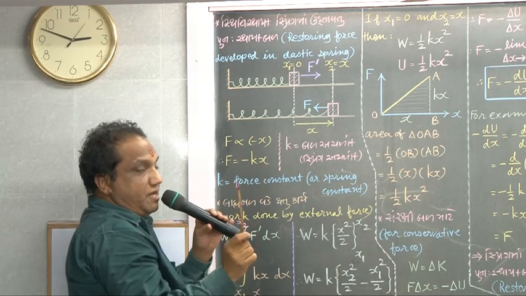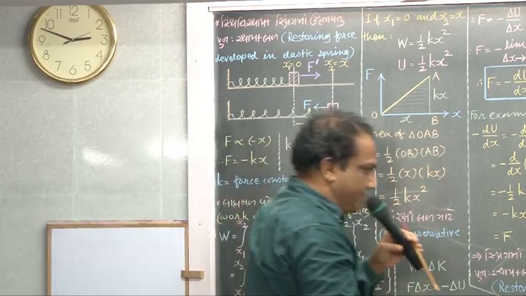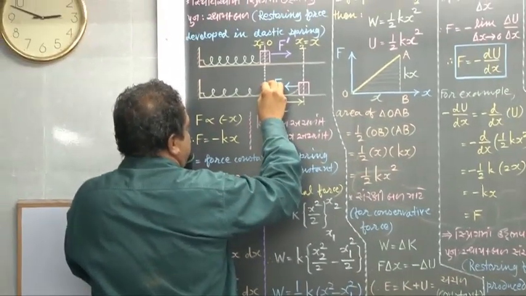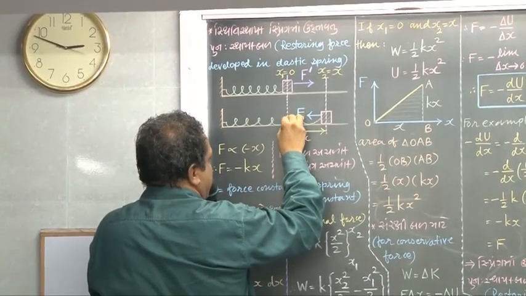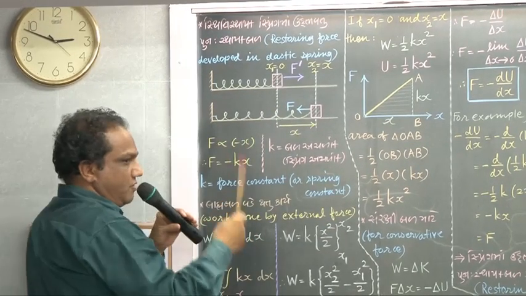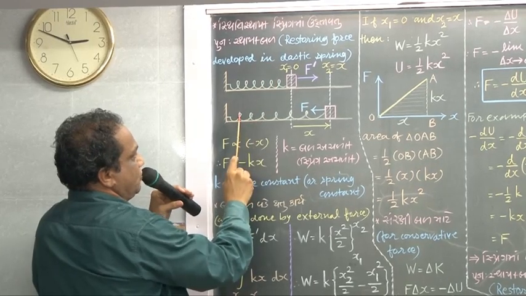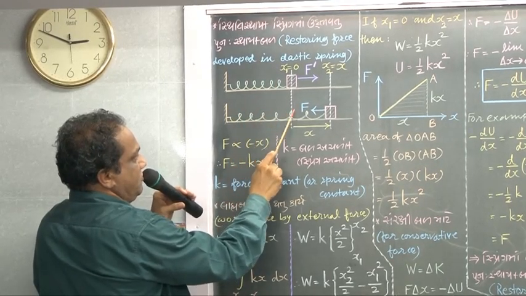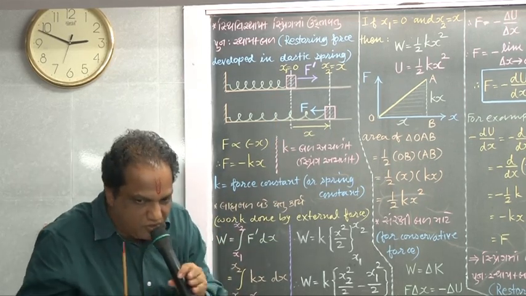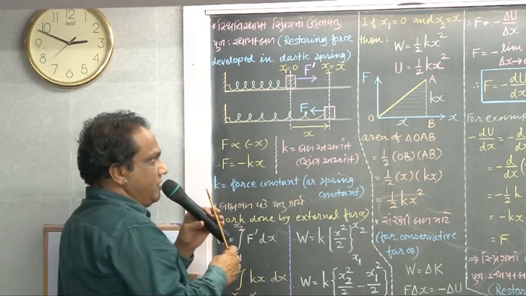See, the number of turns will remain the same, because the spring is the same. Only the distance between two consecutive turns will increase. Look, what was the number of turns here? 1, 2, 3, 4, 5, 6. Here also 1, 2, 3, 4, 5, 6. Correct? The distance between two consecutive turns increases because we are stretching the spring. Fine. Now do one thing.